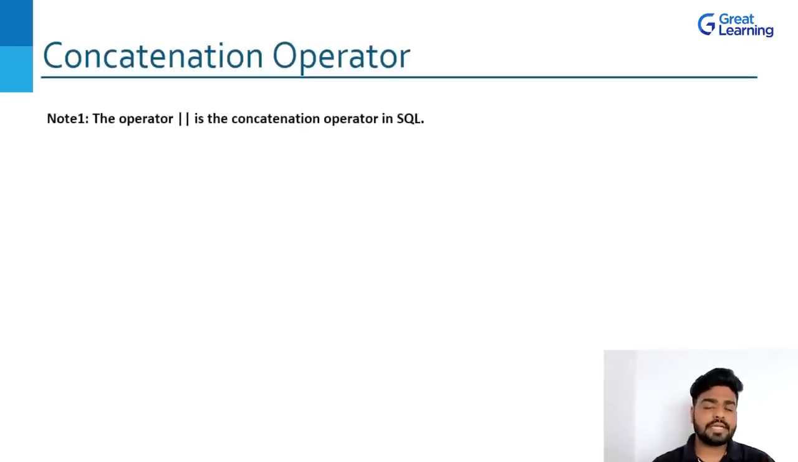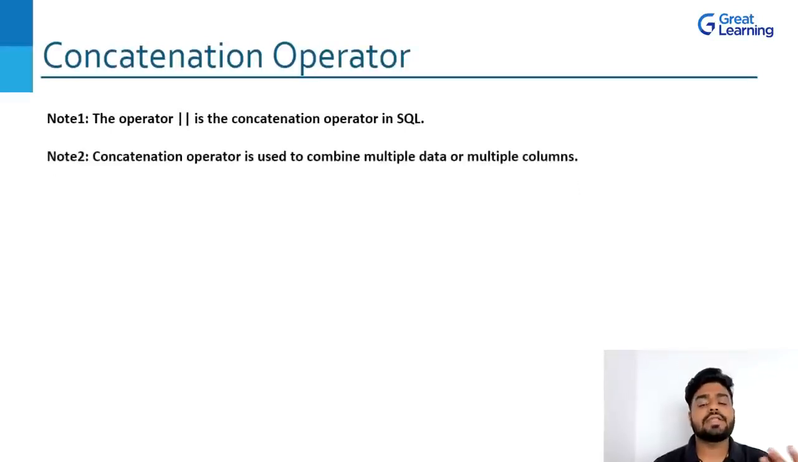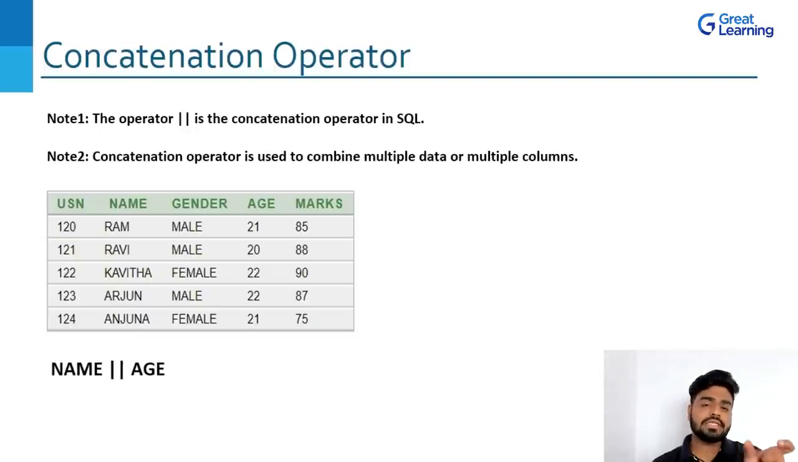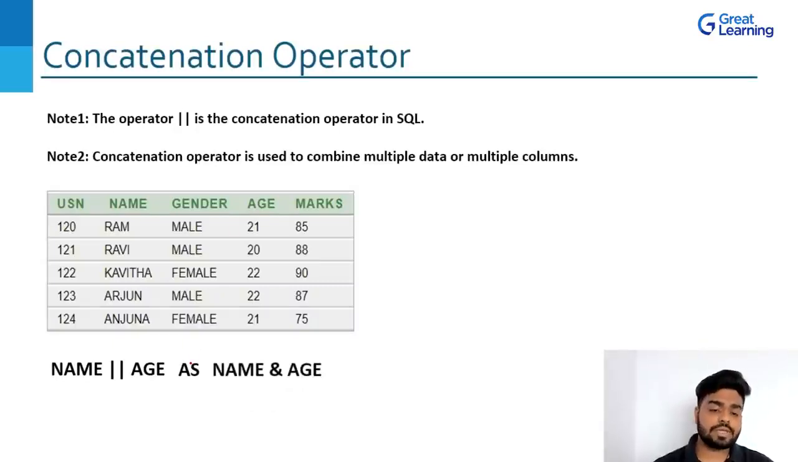So the double pipe operator is used as the concatenation operator and is used to combine multiple columns. If I have this table and I want to use name pipe operator age, that means these two columns will be combined together. But I want to use an alias name, which is name and age. So this is where I'm using the alias. I don't want it to display as name, pipe, age. I want to display it as name and age. This is the column name.